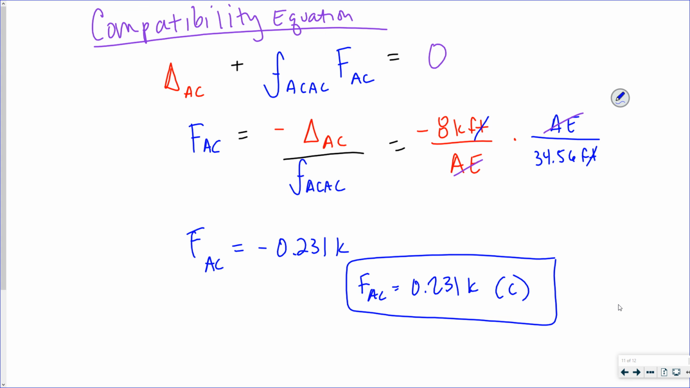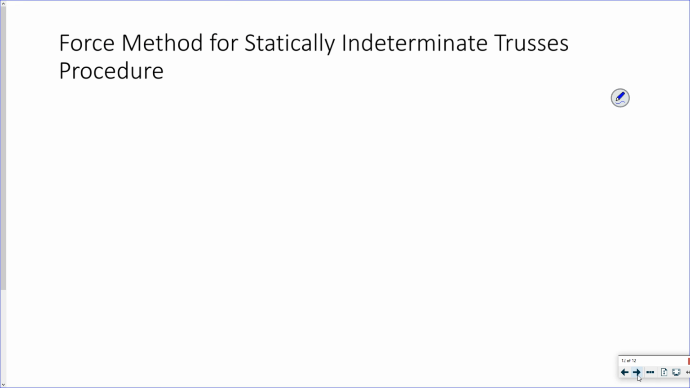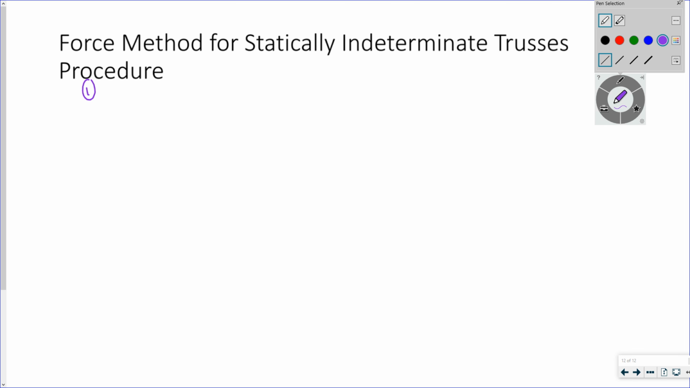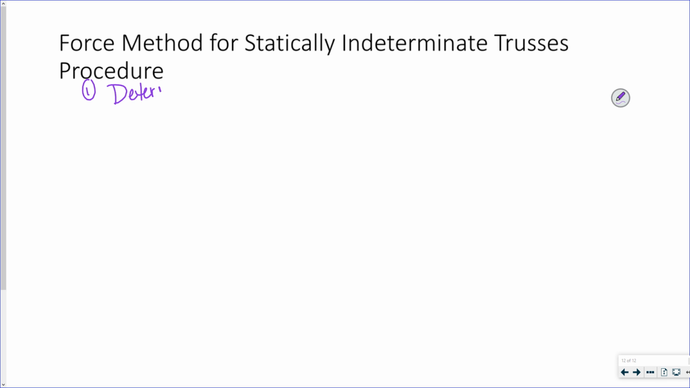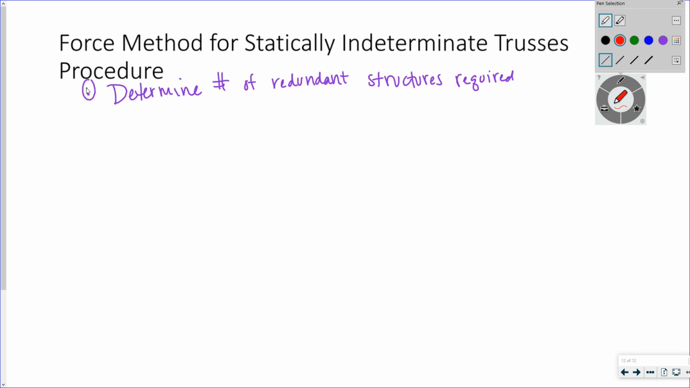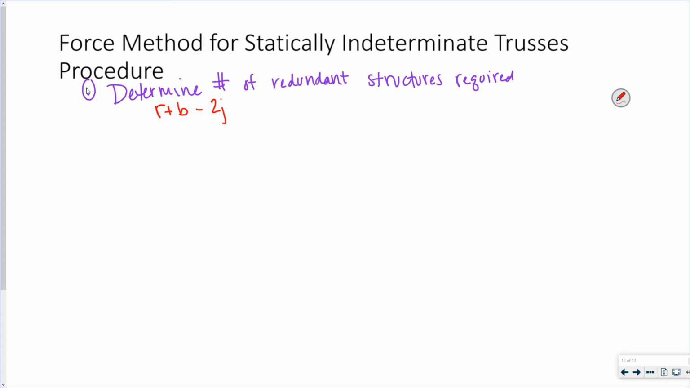So let's take a moment and summarize what we just did, right? First, and I'm following similarly to what we wrote for beams, right? Determine your number of redundants, like if you're statically indeterminate, your degree of indeterminacy, which means how many redundant structures you write, right? My unknowns are my reactions and my bar forces. My knowns were my two equations of equilibrium per joint.